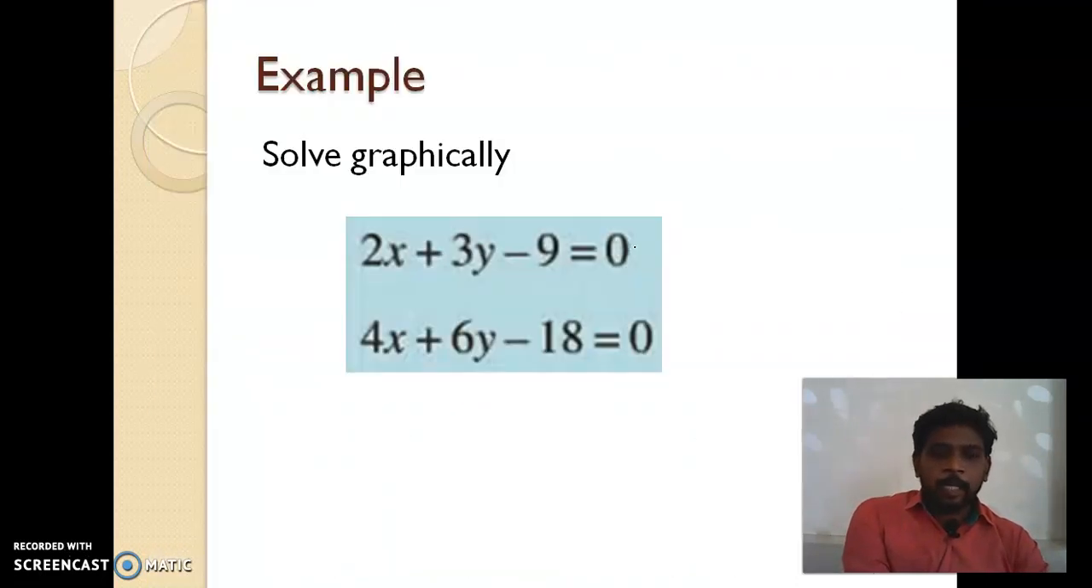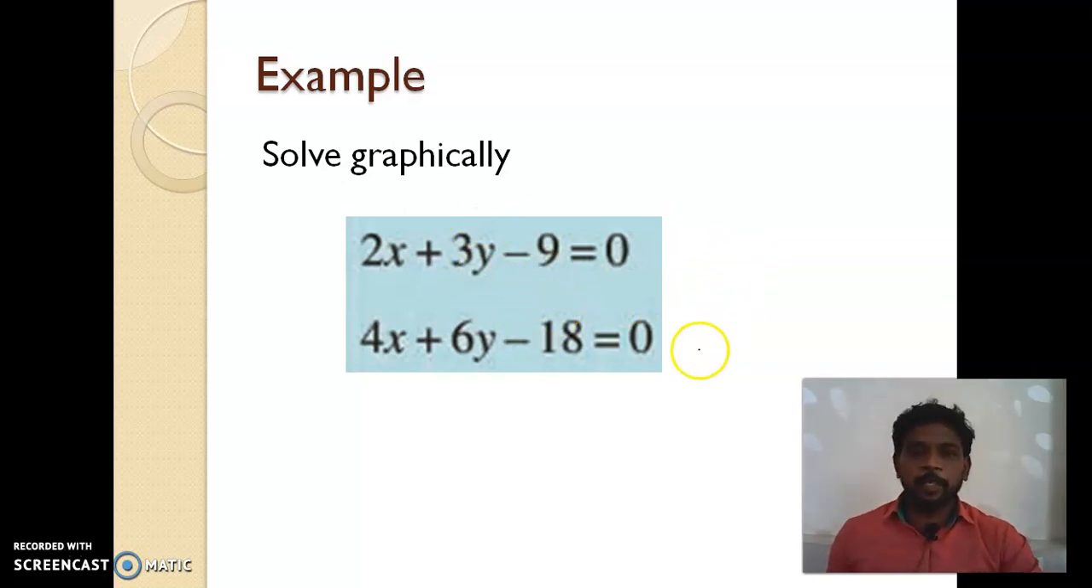Okay, and similarly, here the second one. Here also, just find any 2 solutions. Okay, and find 2 solutions for the other one also, and then plot them on the graph. Okay, then after plotting the points, just draw the line through them, right, and then find the solution here. Okay, so we are going to see this solution in the next video. So let us see this slide in the next video.